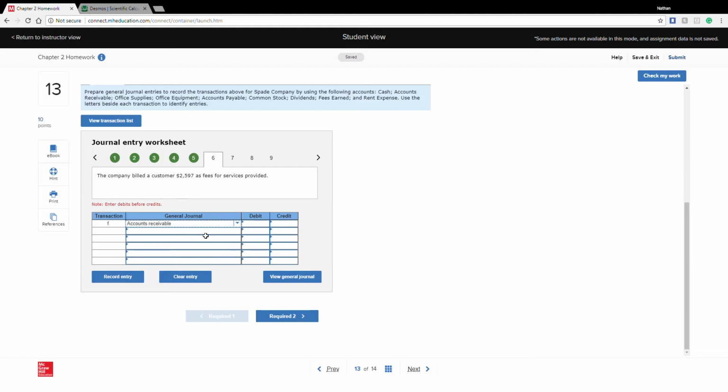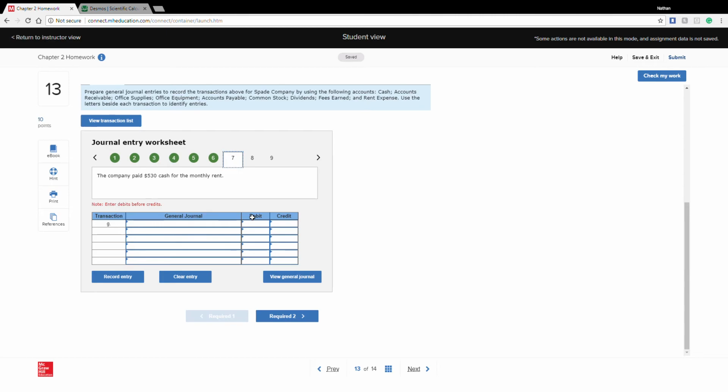Basically, it takes the place of cash if we're not receiving cash right away. Again, why did we bill the customer? We billed it because we provided some fees. So fees earned, 2597, 2597, boom, go to 7.